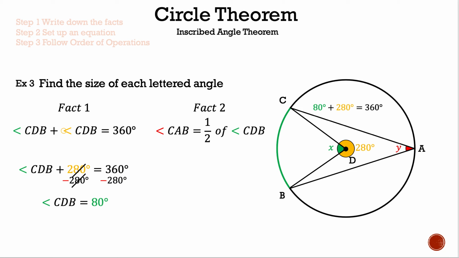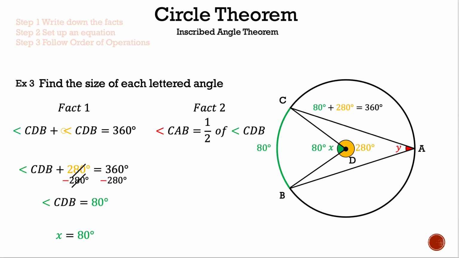We also know angle CDB is equal to x, so now we can say x is equal to 80 degrees. Now let's take a look at the image one more time, where we have 80 degrees plus 280 degrees is equal to 360 degrees, or a full circle. So that means when we add the green angle and the orange angle, it makes a full circle.